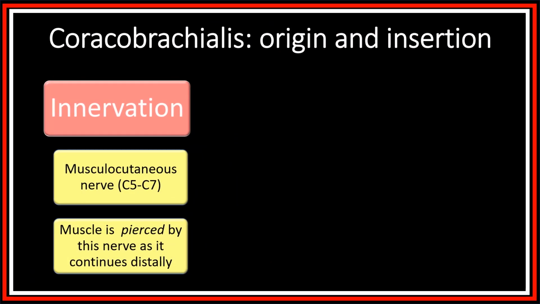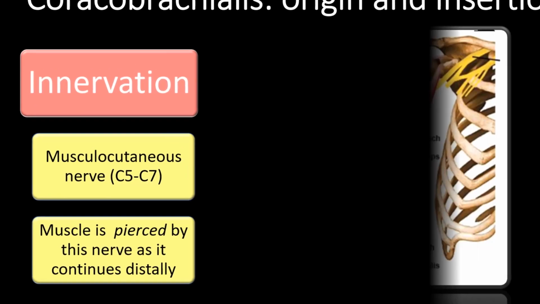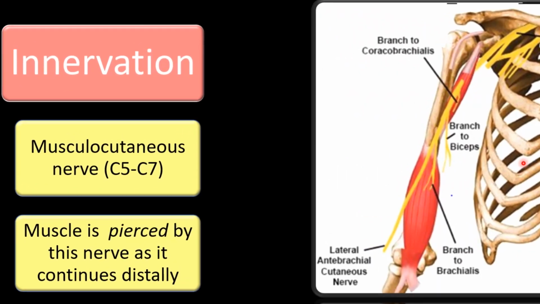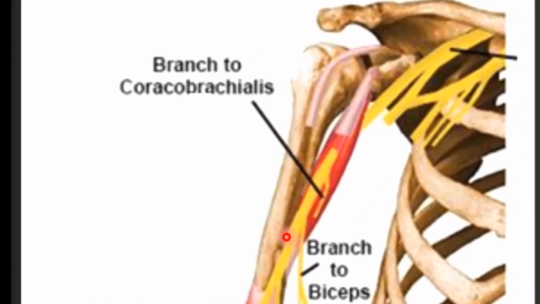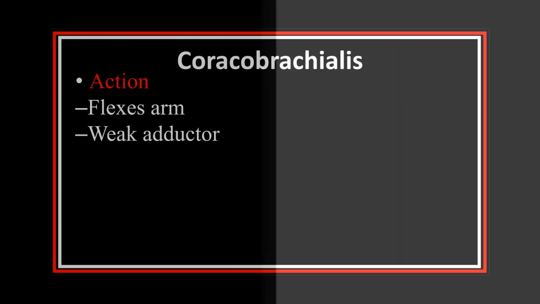The nerve supply of this muscle is the musculocutaneous nerve. And here we're seeing it piercing through the coracobrachialis, giving it its own innervation and passing through it to reach other muscles in this compartment. And this is at root C5 to C7.